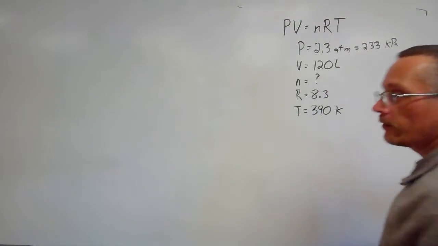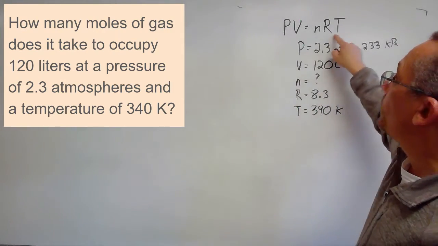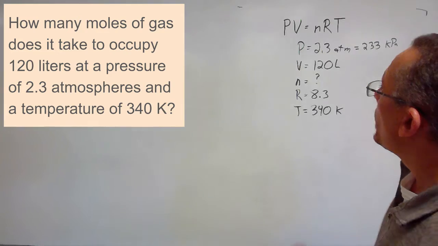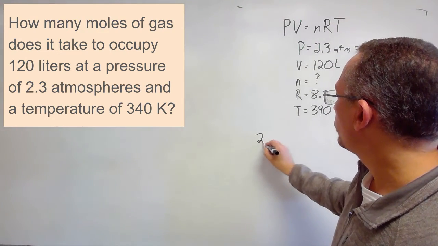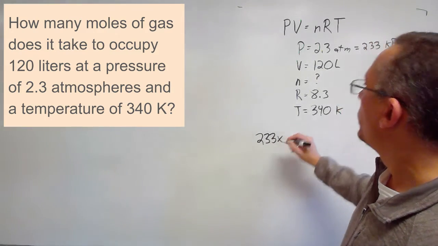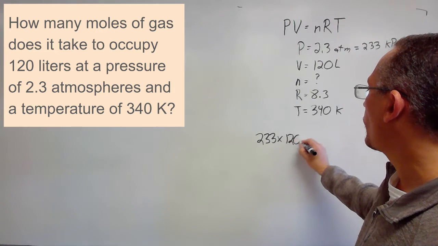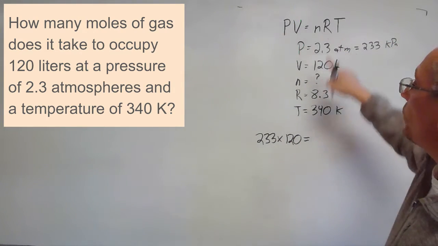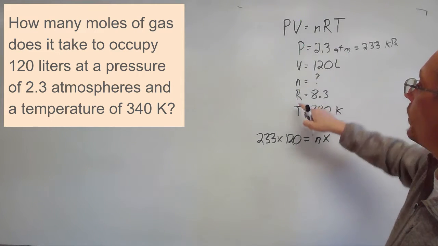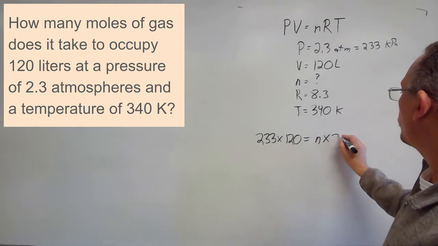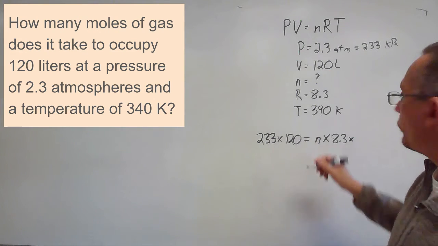Let's put the problem back up there. Okay, now what I'm going to do is take my numbers, put them into the equation, and then we'll solve it. So pressure, we just said 233 kilopascals, times volume, which is 120, equals N, which we don't know, times R, which is 8.3, times T, which is 340.